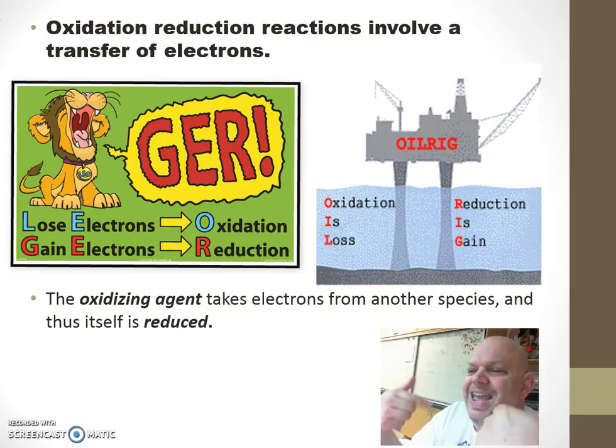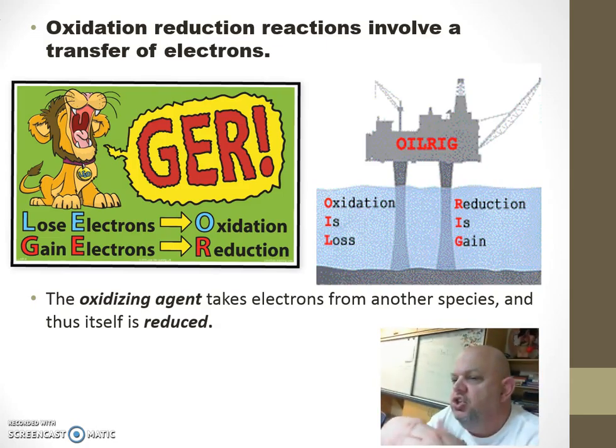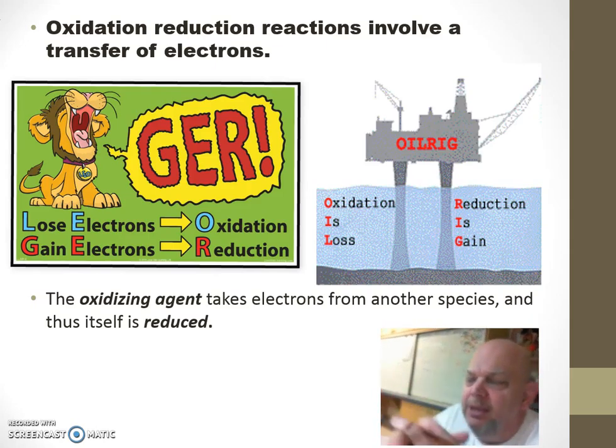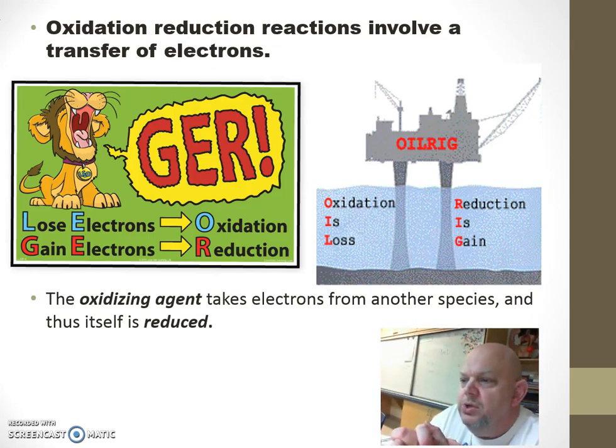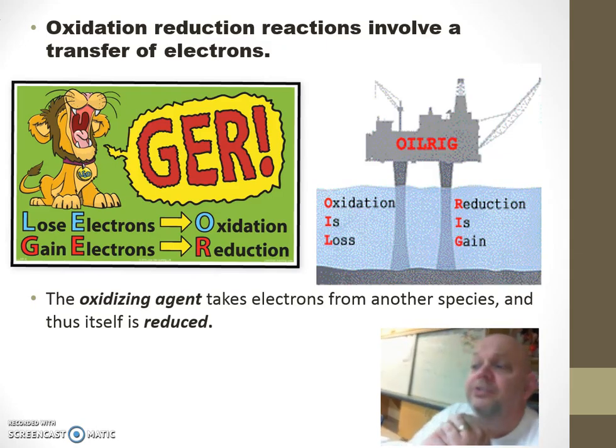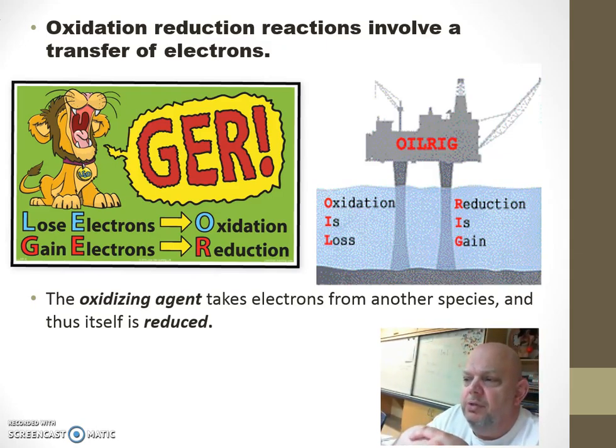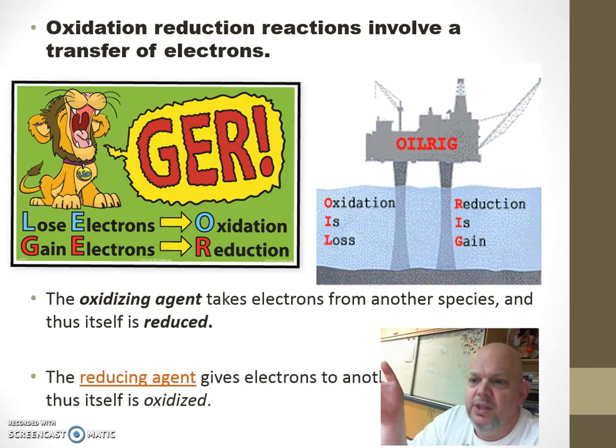So now we know what oxidation and reduction are. We got to talk about the agent, the oxidizing agent and the reducing agent, because that can be a little bit confusing. Okay? So the oxidizing agent is what takes electrons from another species and thus itself is reduced. You could look upon that as an oxidizer. Oxygen is a pretty good one because it likes to take electrons, but chlorine does too. So an oxidizing agent takes electrons from another species and gets reduced because it gains electrons in the process.